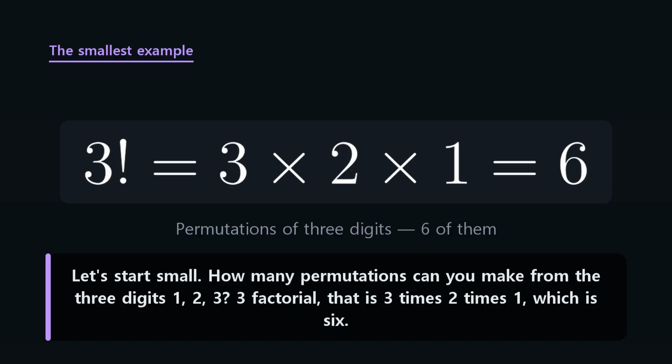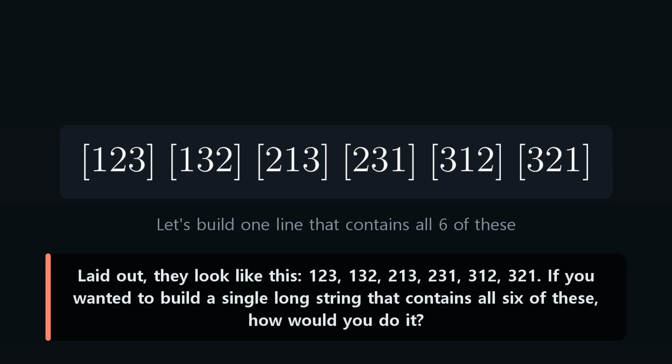Shortest. Let's start small. How many permutations can you make from the 3 digits 1, 2, 3? 3 factorial, that is 3 times 2 times 1, which is 6. Laid out, they look like this. 123, 132, 213, 231, 312, 321. If you wanted to build a single long string that contains all 6 of these, how would you do it?